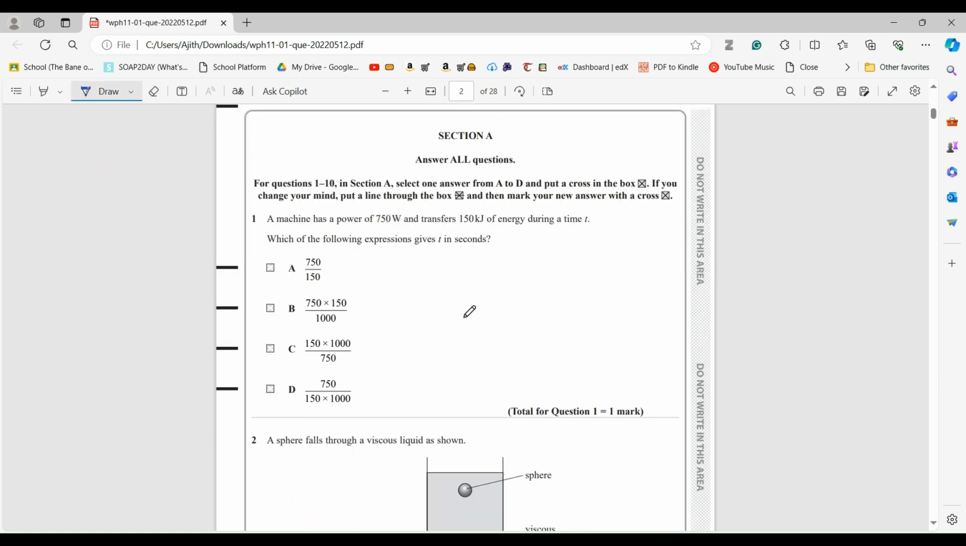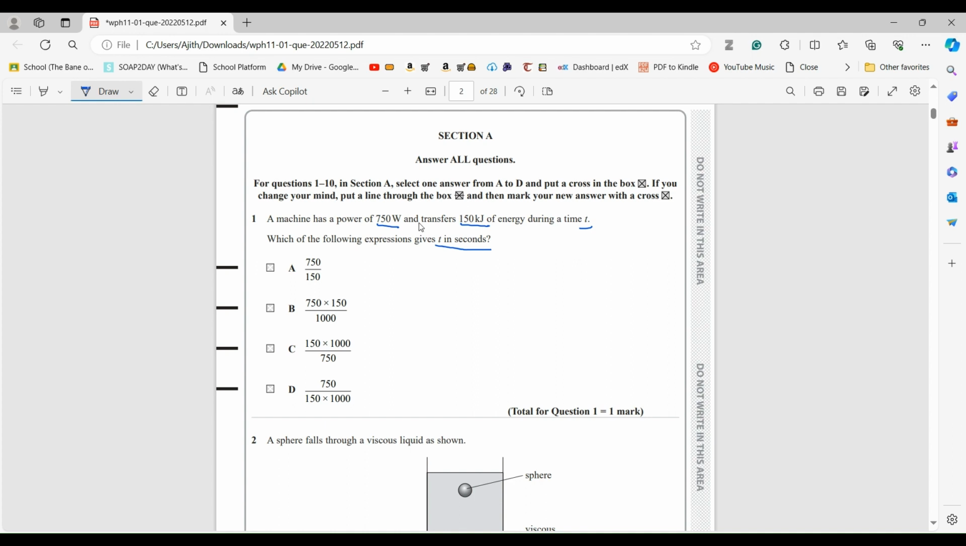Let us solve May June 2022, Unit 1, Section A. The first question is about power and energy. A machine has a power of 750 watts and transfers 150 kilojoules of energy during a time t. Which of the following expressions gives t in seconds?